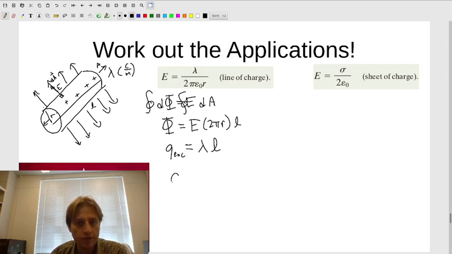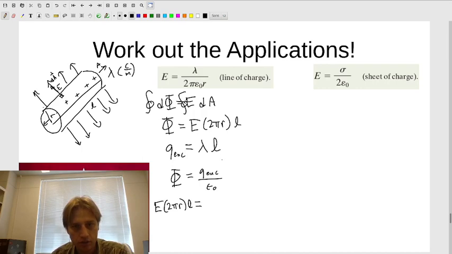Now remember, Gauss's theorem tells me that if I want to know what the flux is, I just have to take Q enclosed divided by epsilon naught. Okay, so let's do that here. E times 2 pi r L equals Q enclosed, lambda L, over epsilon naught. So both sides depend on L. I can divide L out of both sides.